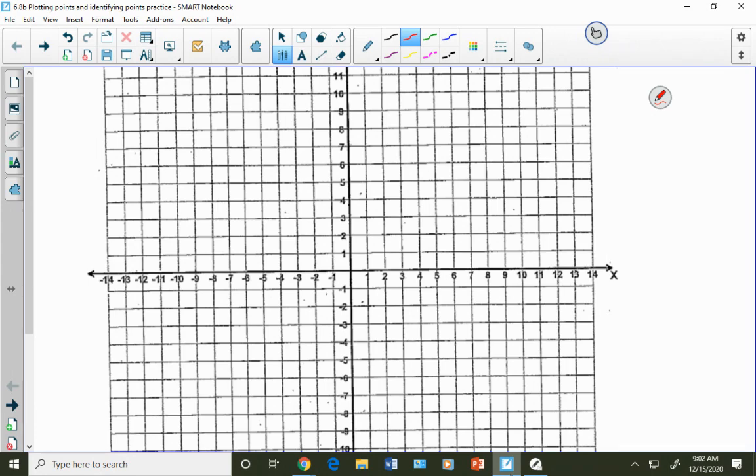Remember, we talked about there being two number lines on a coordinate plane. First being the one that goes side to side, or horizontal, and that's the x-axis. And then, of course, we had the one that went up and down, which is the y-axis.